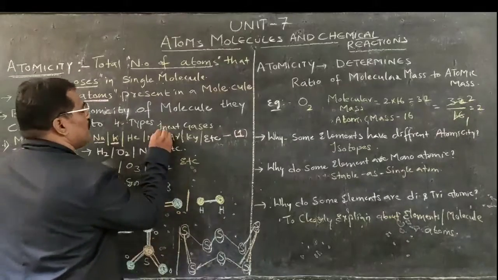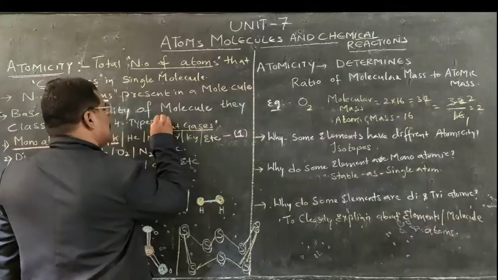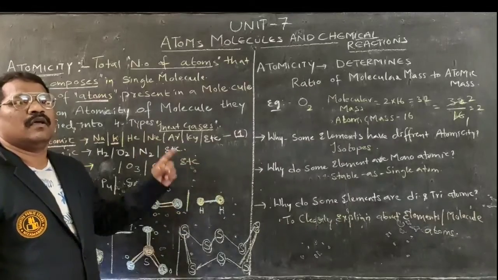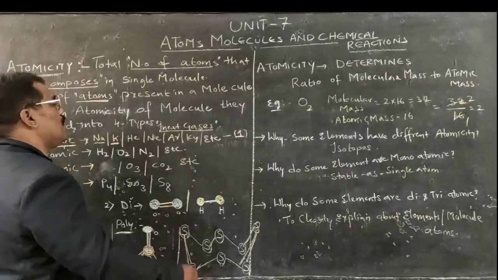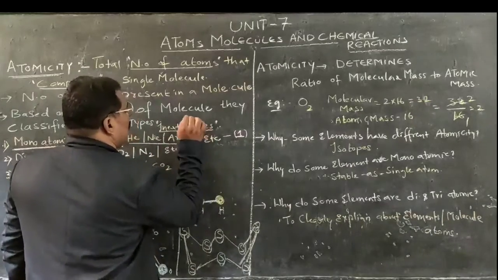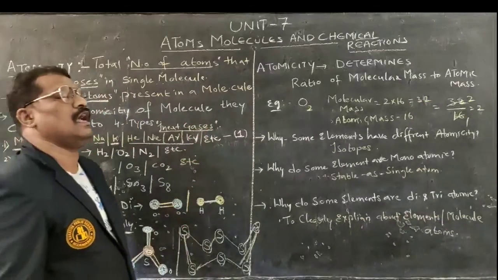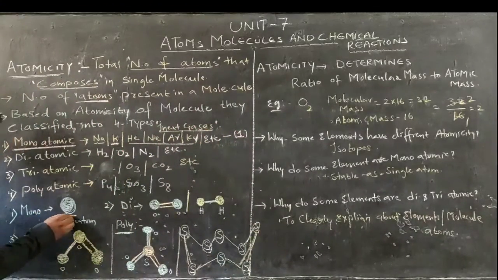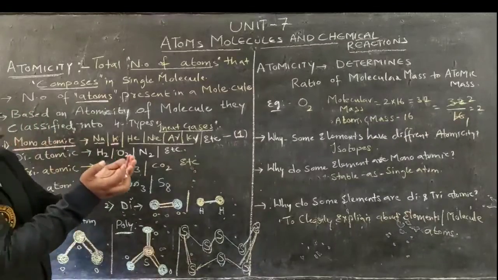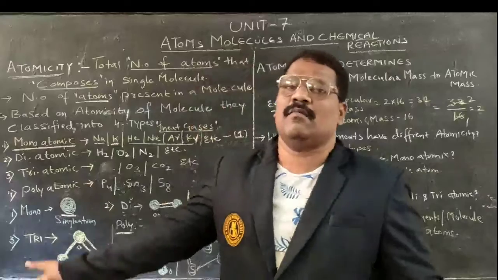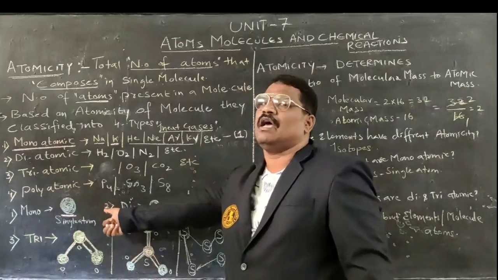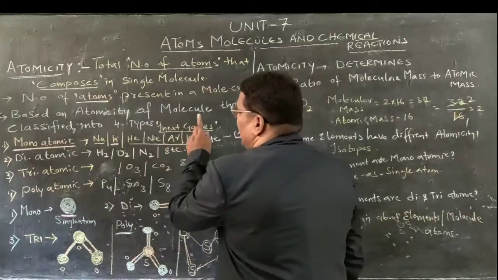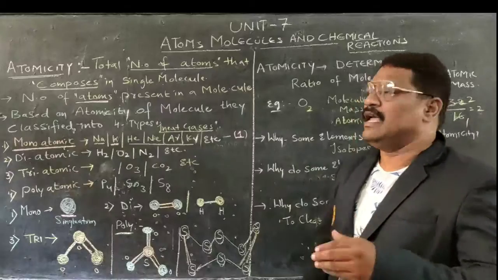Not only that, inert gas elements such as helium, neon, argon, krypton, xenon we can call monoatomic molecules, as they exist by themselves as a single atom. Single atom existing, therefore they are called monoatomic molecules, having atomicity 1.